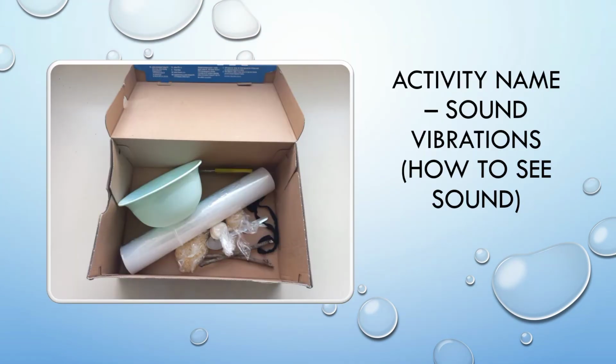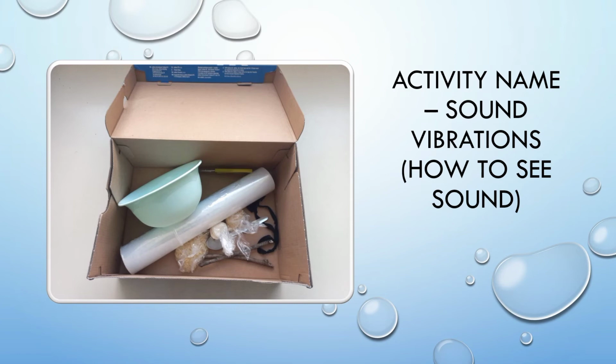My discovery box activity is sound vibrations. How can we see sound? Even though we can hear sound made by different objects, we are also able to see sound. Because sound is a vibration or wave that travels through the air. Those vibrations or sound waves are visible to our eyes, and when we find a way to make them move, we are able to see them.